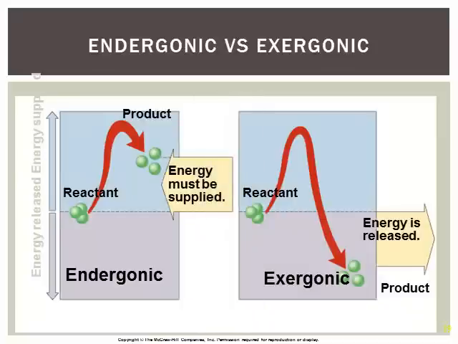Okay, here's a little graphic that compares the two, endergonic and exergonic. Take a minute to have a look at what the diagrams are illustrating to you. Same thing that we saw before. On the endergonic side, we're seeing a reactant that has low energy compared to the product, so energy must be supplied. And on the exergonic side, we're seeing a reactant that has higher energy than the product, so energy is released.